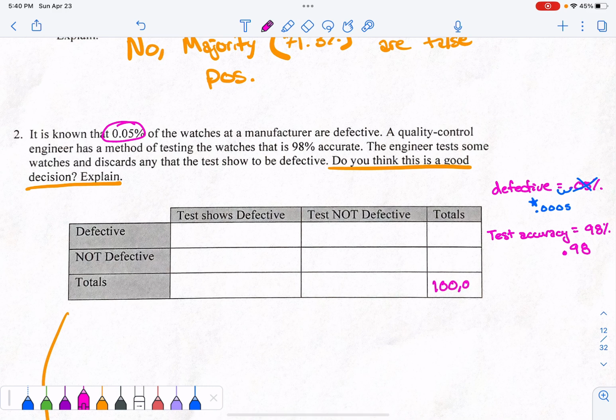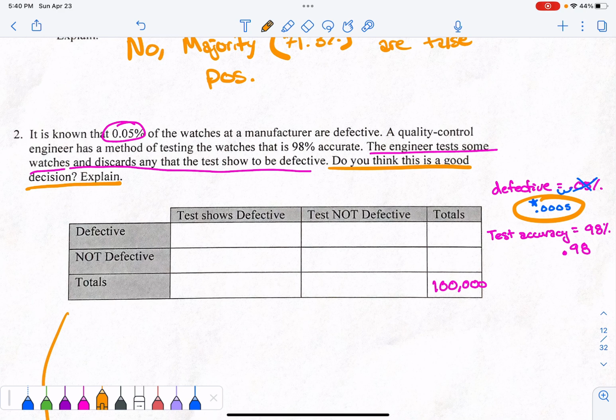I start with 100,000, and what they're doing is the engineer tests the watches and discards any of them that show they're defective. He's just going to toss them out. Some of those are going to actually be working, functional watches. And we're going to crunch those numbers and see how many that actually is. But here we go. Let's do the defective ones.